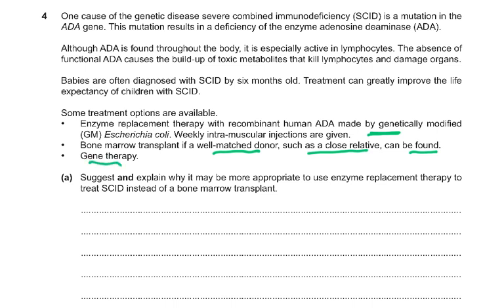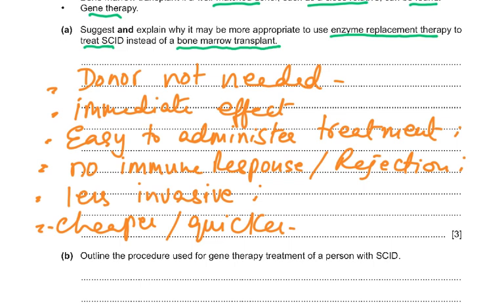Suggest and explain why it would be more appropriate to use enzyme replacement therapy to treat SCID instead of a bone marrow transplant. Why? Donor not needed. You see, in enzyme replacement therapy, you don't need a donor. It has an immediate effect, it is easy to administer, there is no immune response, and it is less invasive. It is cheaper and quicker and a lesser risk to health. A donor will need a lot of tissue matching, and that may or may not take place, and may not be possible. So: donor not needed, immediate effect, easy to administer, no immune response or tissue rejection, less invasive, cheaper and quicker.